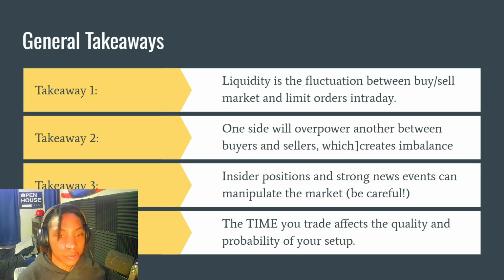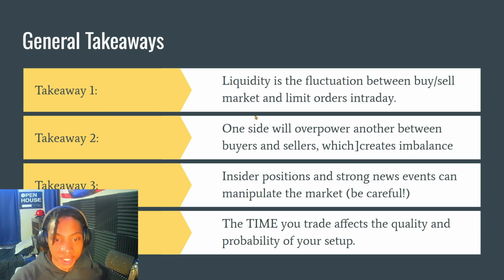And now we're getting close to the end of this video, so I want to make sure you guys have some general takeaways that you can bring with you as you continue your trading journey. So the first general takeaway here is liquidity is the fluctuation between buy and sell, market and limit orders intraday. So always keep in mind that there wouldn't be any candlesticks if there wasn't any liquidity, and the more orders we have, the more liquidity there's going to be and the stronger moves we will get.